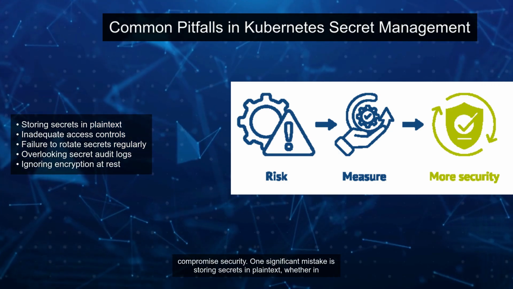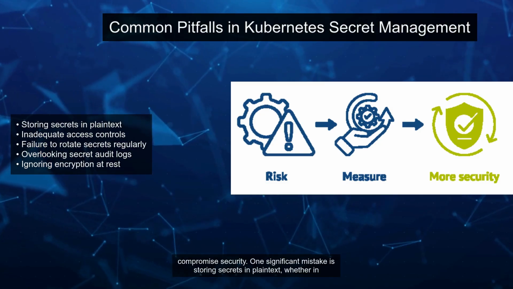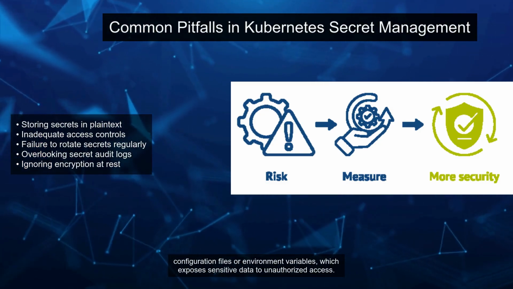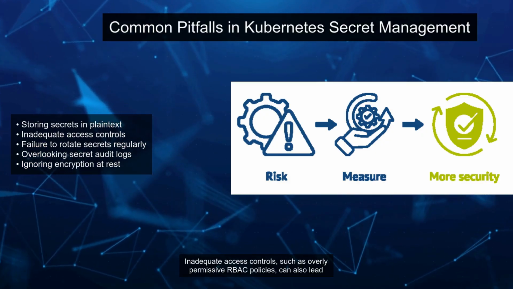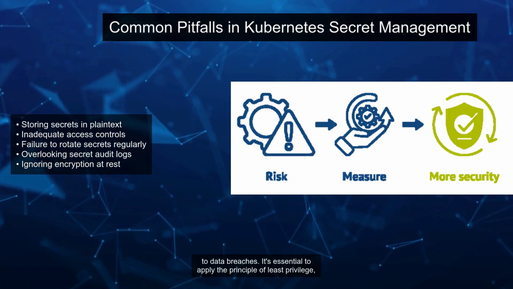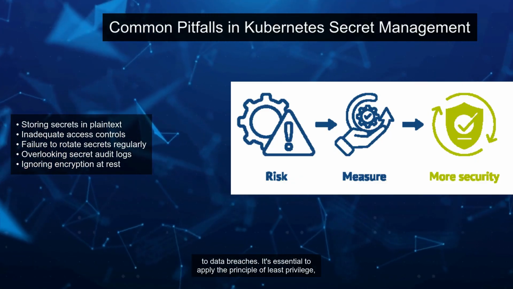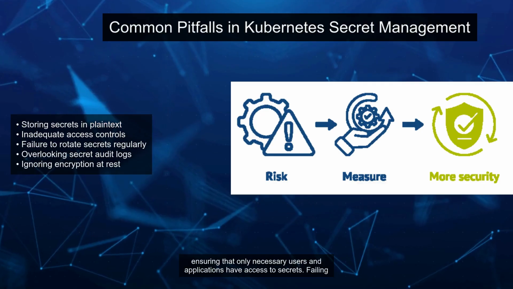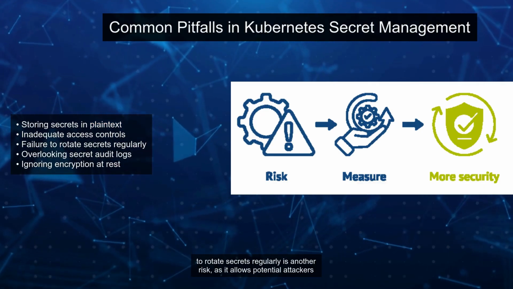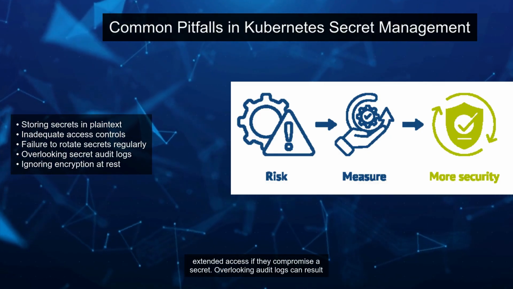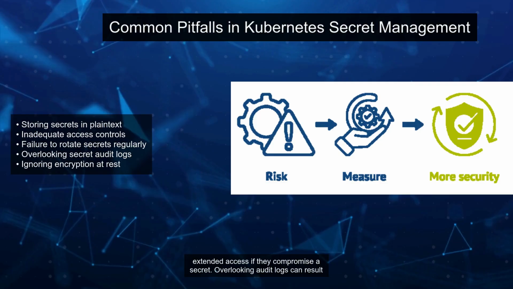One significant mistake is storing secrets in plain text, whether in configuration files or environment variables, which exposes sensitive data to unauthorized access. Inadequate access controls, such as overly permissive RBAC policies, can also lead to data breaches. It's essential to apply the principle of least privilege, ensuring that only necessary users and applications have access to secrets. Failing to rotate secrets regularly is another risk, as it allows potential attackers extended access if they compromise a secret.